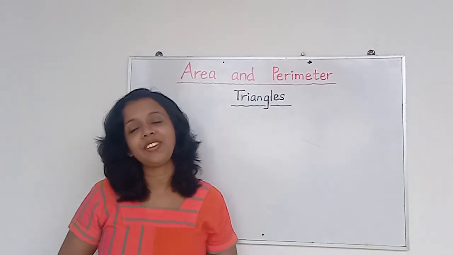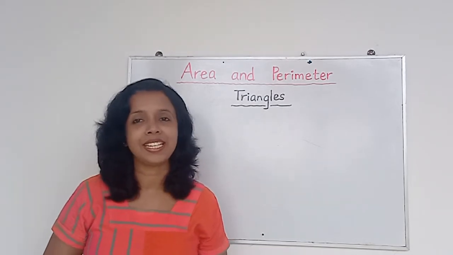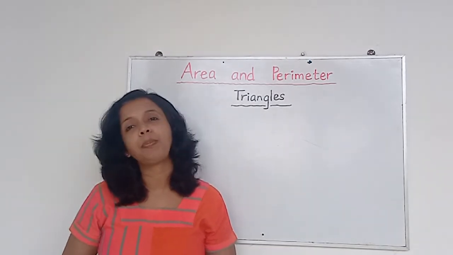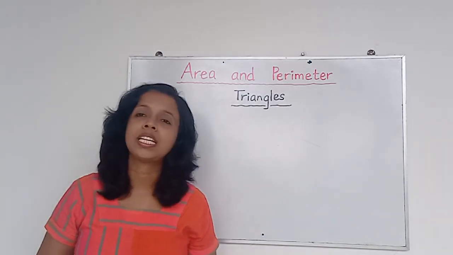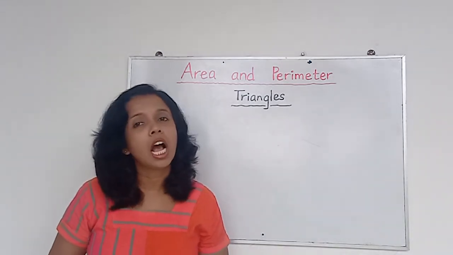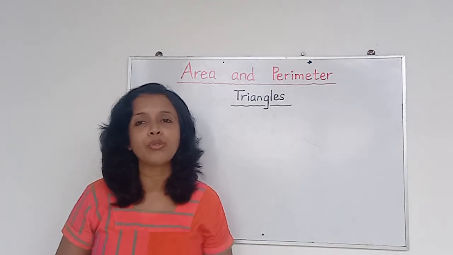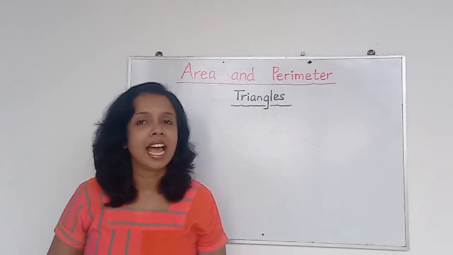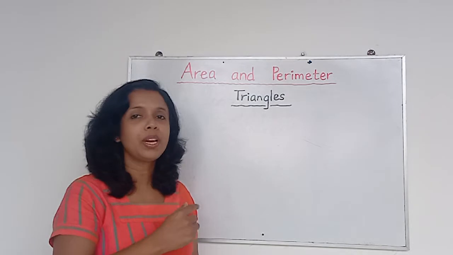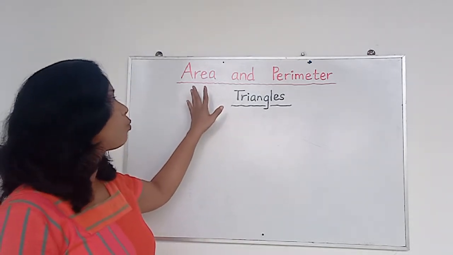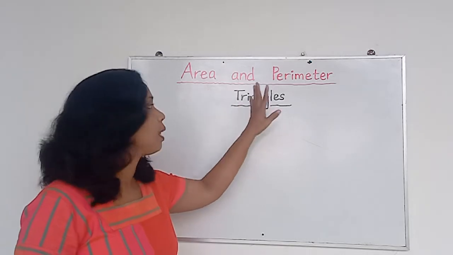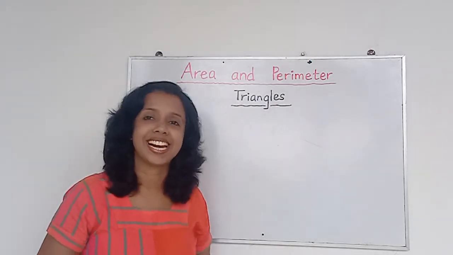This is our second video of the area and perimeter lesson. Can you remember, in the previous video, we discussed what is area, what is perimeter, and how to find the area of a rectangle and a square, right? Today, in this video, we are going to talk about how to find the area and the perimeter of triangles.